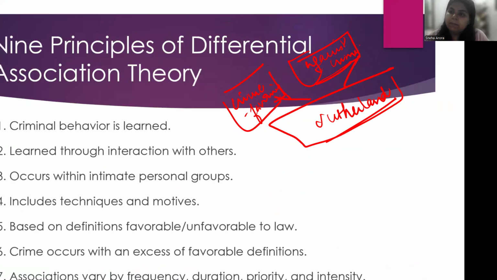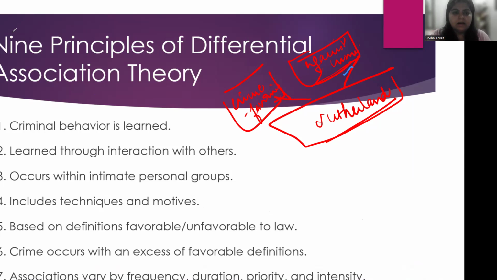And there are people who are crime favoring, or who are okay with crime happening. They are also in some way contributing to crime. For example, a gang of robbers is crime favoring, but there are people living in a civil society saying that crime should not happen. Those people are against crime. So Sutherland is basically bifurcating society into two kinds of groups: one is crime favoring, and the other is against crime. Now, these are the 9 principles.